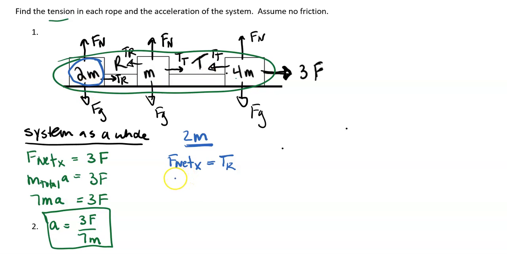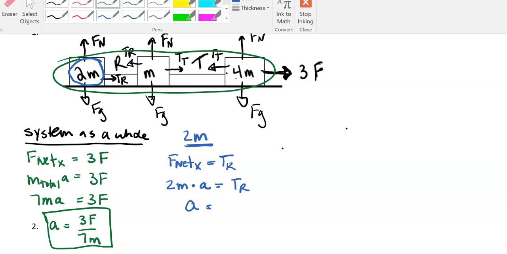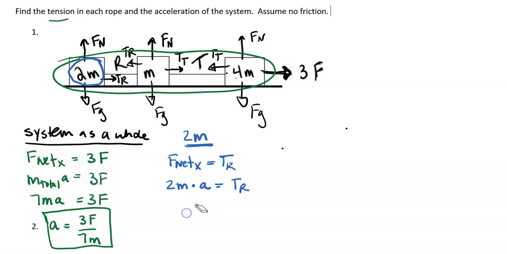So we're looking at F net of just block 2M. So the mass is going to be 2M times A equals TR. So then A is going to be, oh, silly. We're trying to find TR. I made a silly mistake. Okay, so now let's look at it.